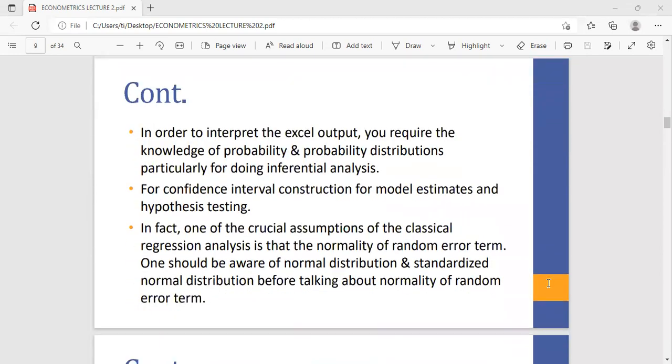Now, in order to interpret the Excel output, as I pointed out earlier, you require knowledge of probability and probability distribution, particularly for doing inferential analysis, for confidence interval construction, for model estimates and hypothesis testing. In fact, one of the crucial assumptions of classical regression analysis is the normality of the random error term. One should be aware of normal distribution and standardized normal distribution before talking about normality of the random error term.